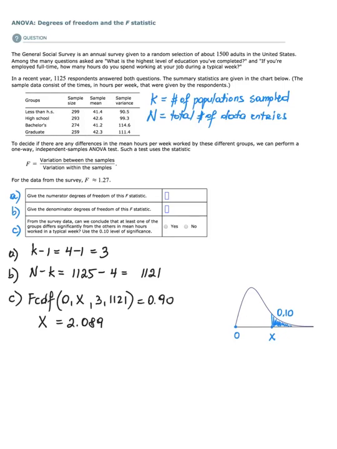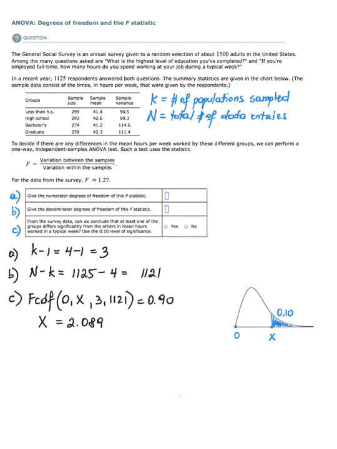The topic of this video is ANOVA, Degrees of Freedom, and the F statistic. The General Social Survey is an annual survey given to a random selection of about 1,500 adults in the United States. Among the many questions asked are, what is the highest level of education you have completed? And if you are employed full-time, how many hours do you spend working at your job during a typical week?